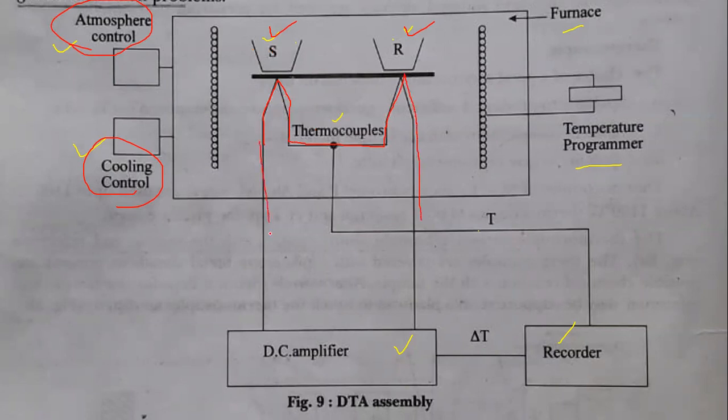Now that is connected to the DC amplifier, because we need to amplify the signal, and a recorder is there. That is also attached to the recorder. See, the thermocouples are also attached over here to the recorder. And this is a temperature programmer by which we are going to control the temperature. And this is the furnace in which sample and reference we are going to keep for the heating purpose.